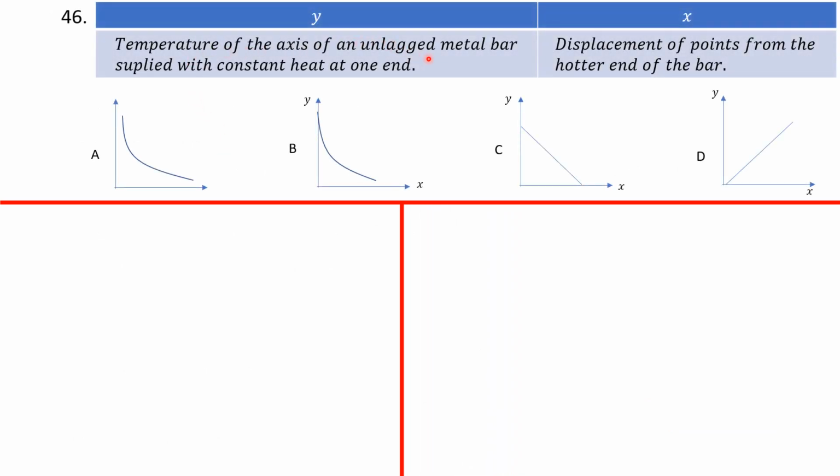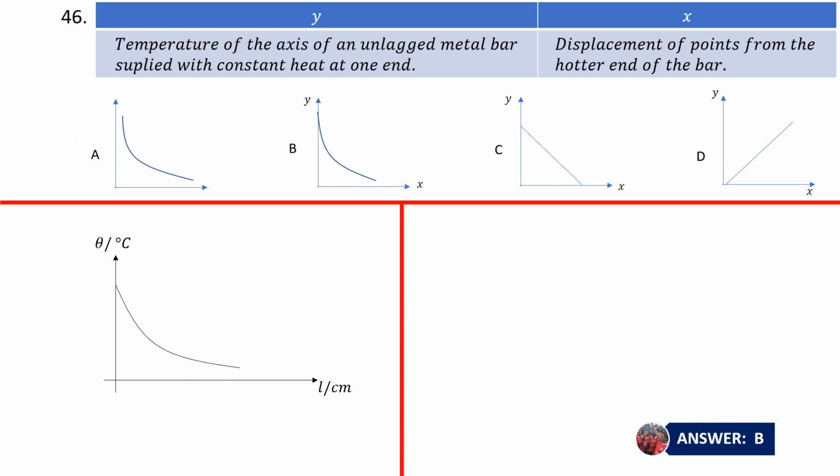Temperature along the axis of an unlagged metal bar supplied with constant heat at one end, against displacement of points from the hotter end of the bar. Again, it's unlagged, right? So if it's unlagged, temperature would vary exponentially across the length of the metal bar. But if it was lagged, then you would basically just have a straight line with a negative slope from the temperature at the hotter end all the way to the temperature at the colder end. And so our answer there is B.